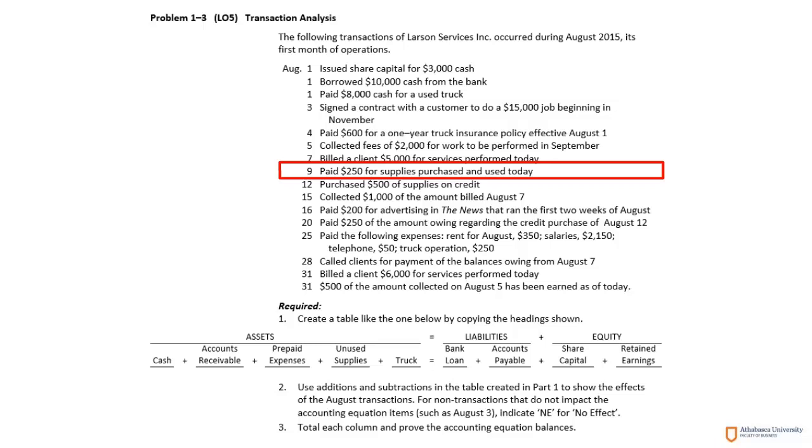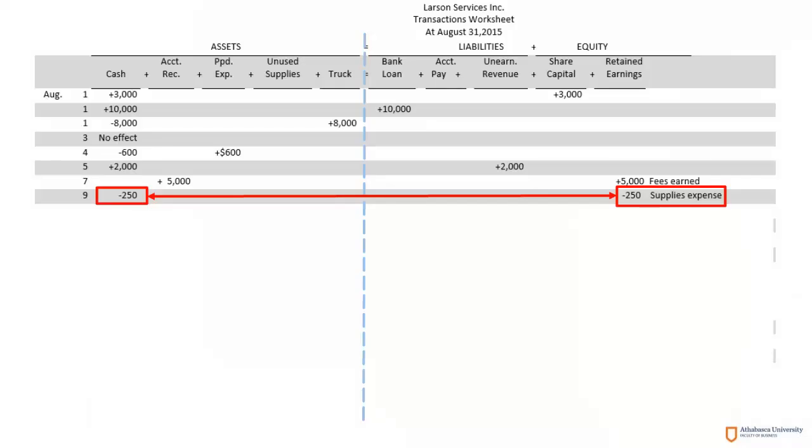On August 9, $250 cash was paid for supplies purchased and used today. Cash has decreased by $250 because supplies, an asset, were purchased and used today. When assets are used, they are expensed. Expenses are equity accounts that cause equity to decrease.